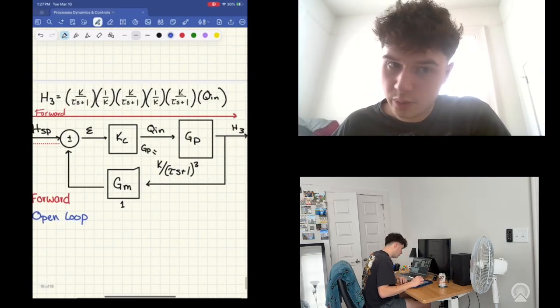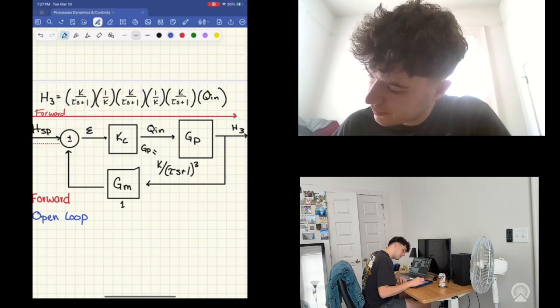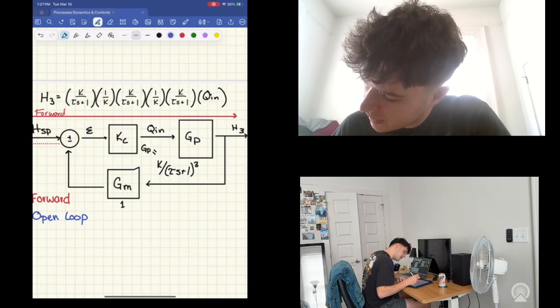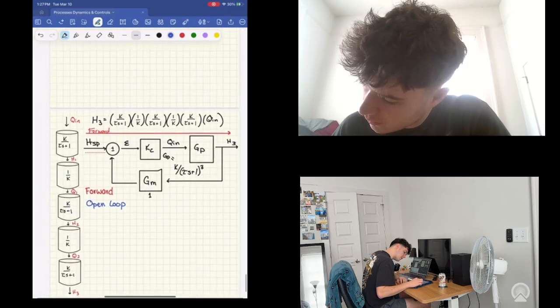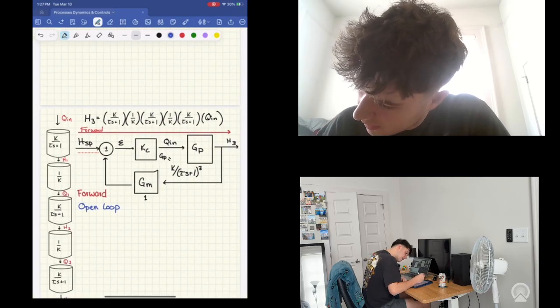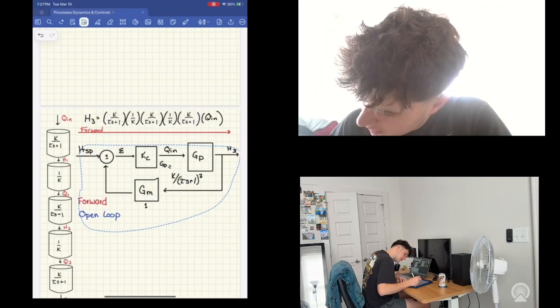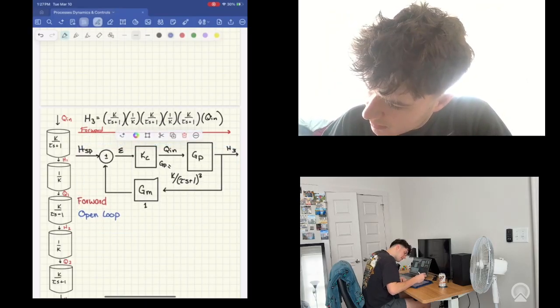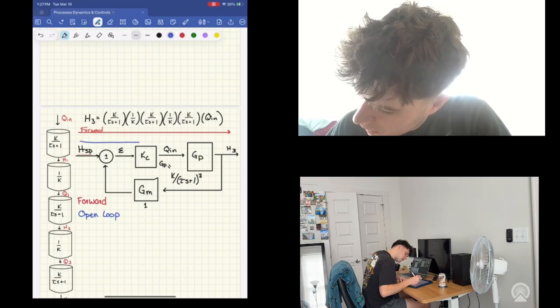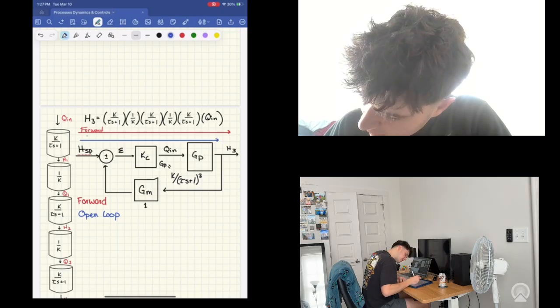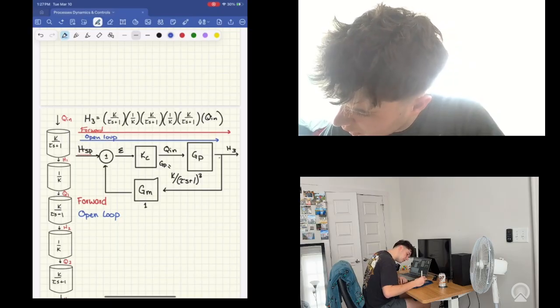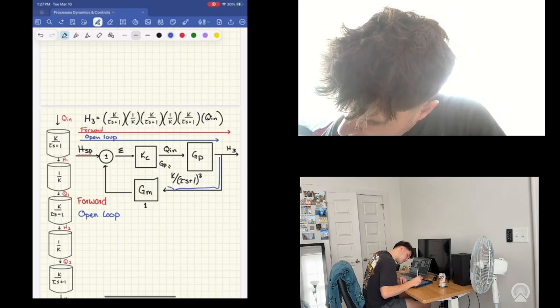Now we have our open loop. This open loop will do something similar, but not the exact same. Just imagine, I'm trying to think where I can draw this. We're actually going to move this down just to give some space. And as I mentioned, this will be going all the way around, so it stops there. It does not continue out to H3, and it will go down and around.